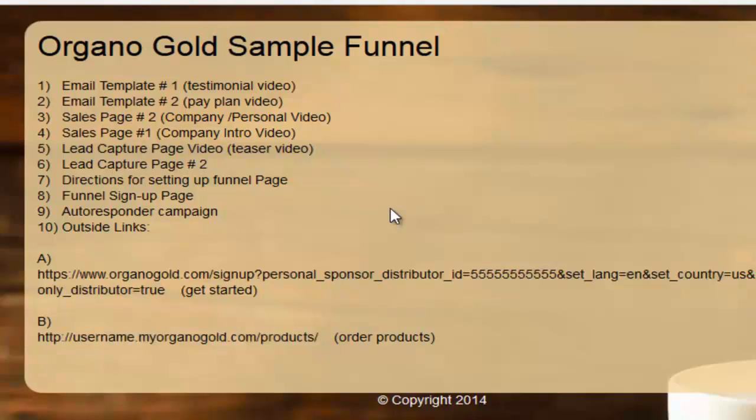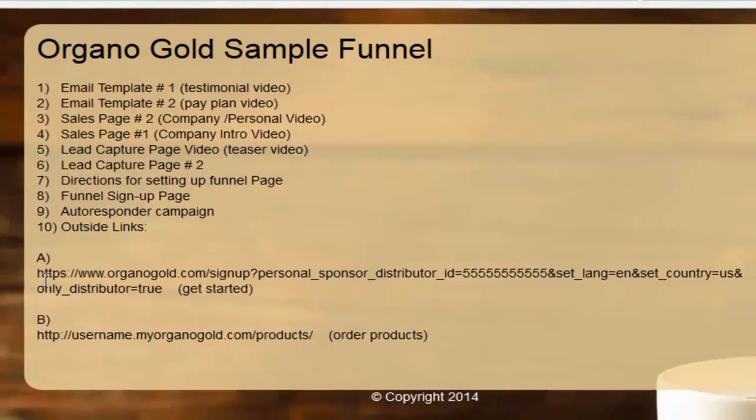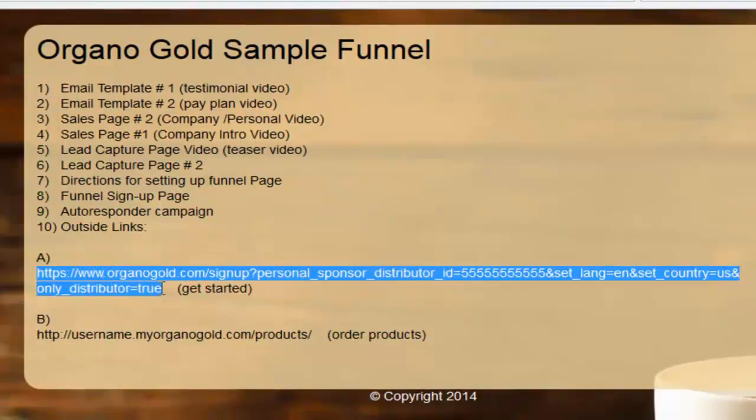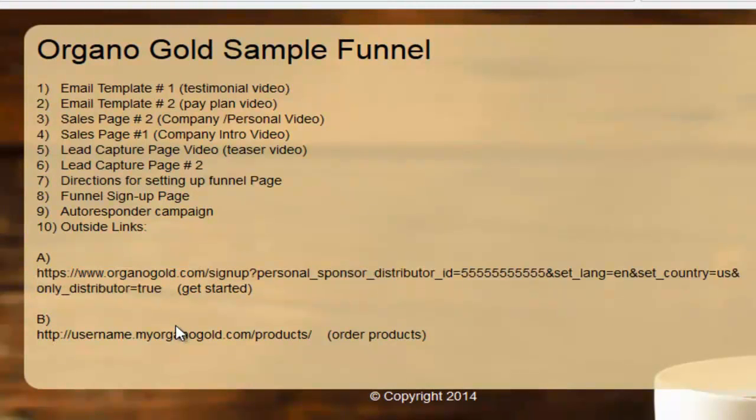So the first thing I'm going to do to start my Organo funnel is go back to my network marketing company, and find the specific URL that has my username in it that I want to link to from my funnel. And there may be more than one. In this example, I have 2. From my funnel, I want to be able to link either from an autoresponder campaign or from buttons on my sales pages, or both, to this URL, which is the getting started page for Organo Gold.